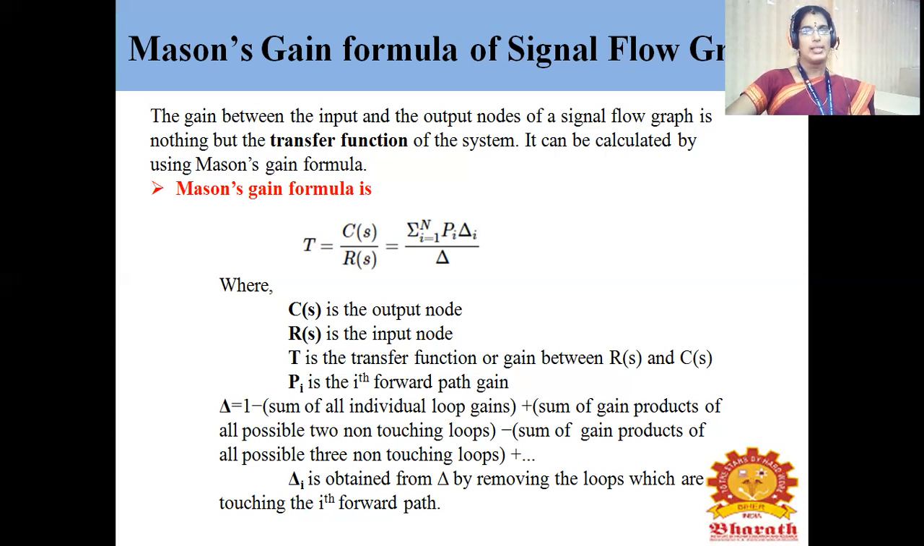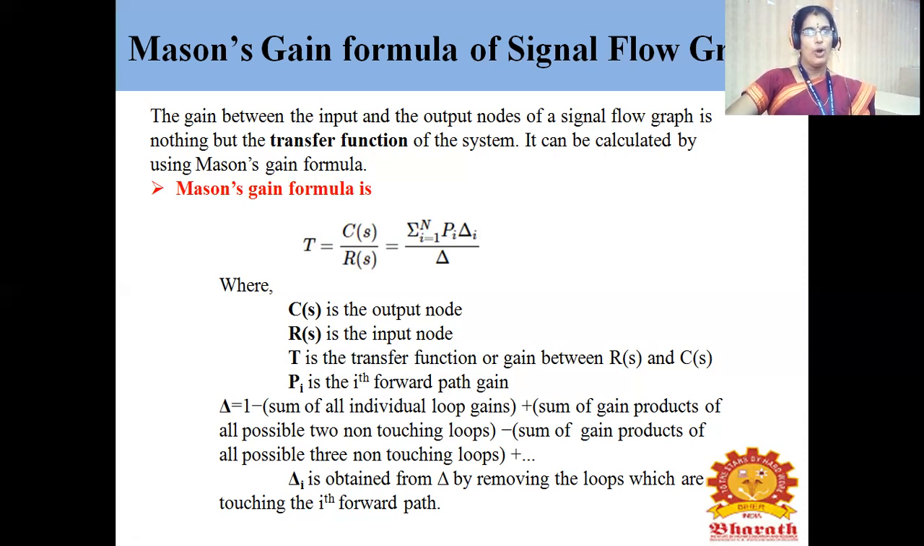That is equivalent to summation i equals 1 to n of Pi del i divided by delta. Here Pi is nothing but the representation of the forward path. For example, if you are having 2 forward paths, then i will be equal to 1 to 2, so n is equal to 2 there. If I am substituting n equal to 2, then you will be getting P1 del 1 plus P2 del 2. The del value depends upon the number of forward paths, and this Pi also depends upon the number of forward paths. Let us discuss in detail when I am giving you the example how to solve the signal flow graph in order to find the transfer function. So here Pi is nothing but the ith forward path, and for calculating the delta value, there is a formula.